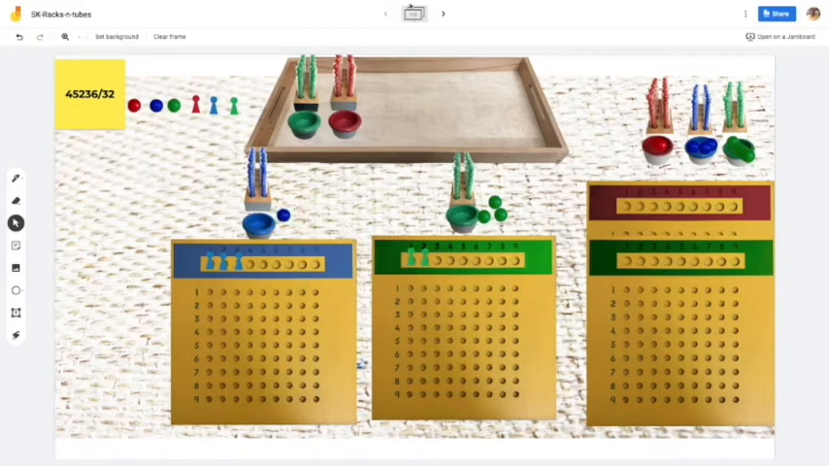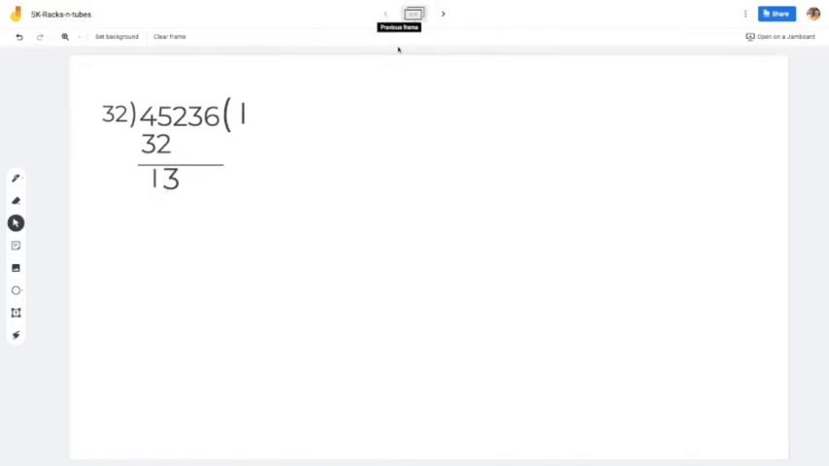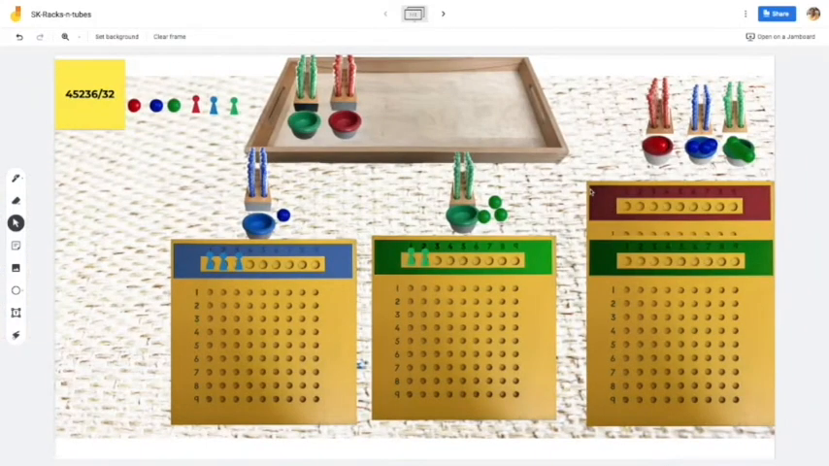We have 1 10,000. So we write 1 in the 10,000s place. And put the empty 10,000 bowl and rack back into the tray.